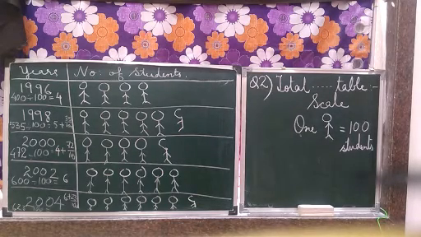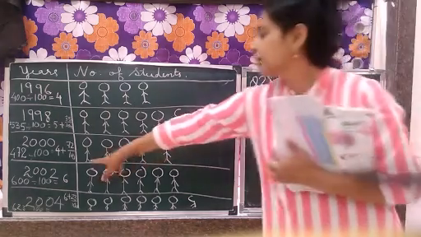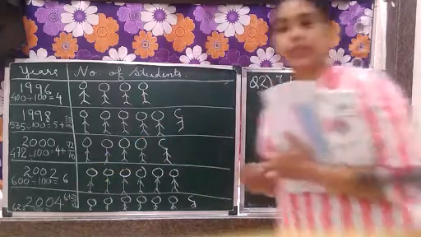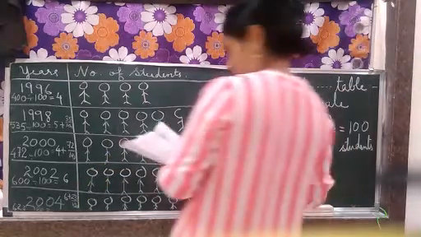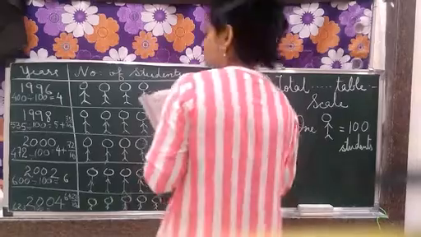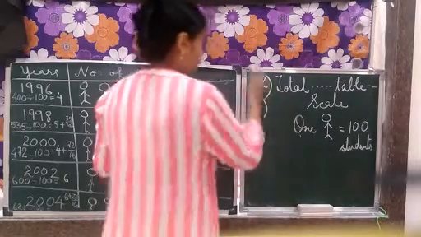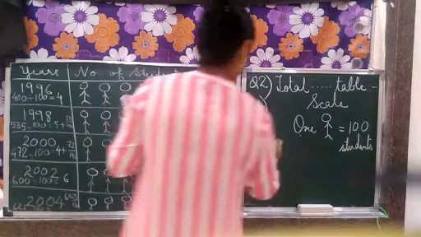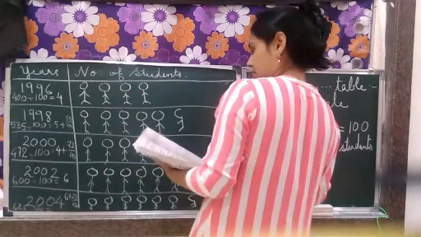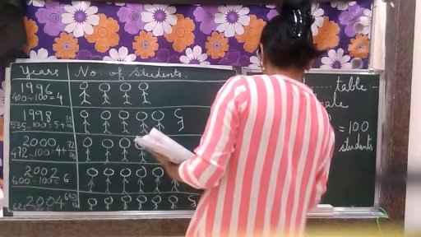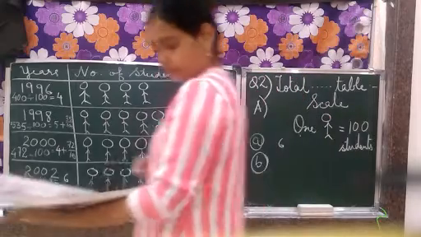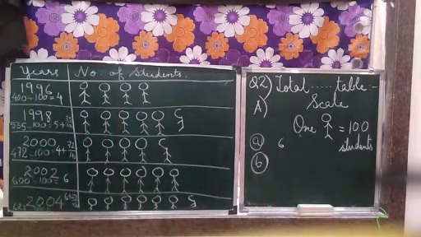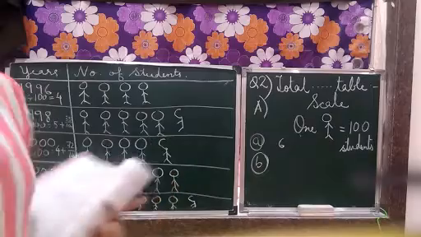How many symbols represent the total number of students in 2002? How many symbols? 6. Okay, so we are going to write 6. It is A. Yes. This is also A, children. In question number 2, we have A and B. So, A is how many? 6. And B, how many symbols represent total number of students for the year 1998?